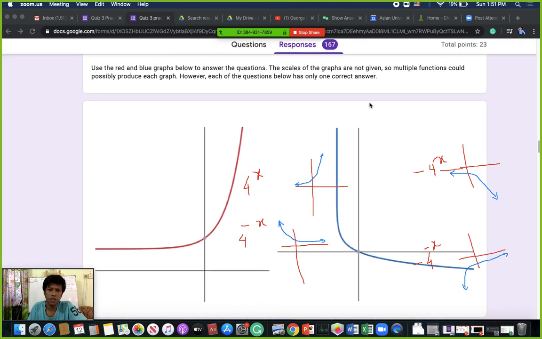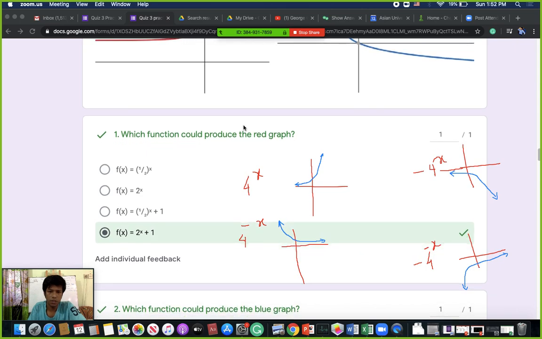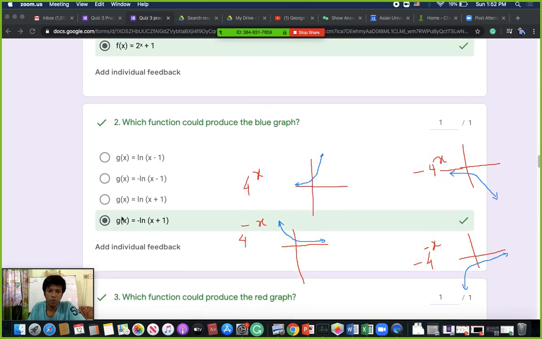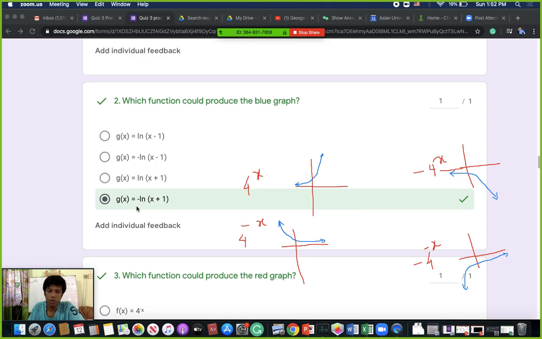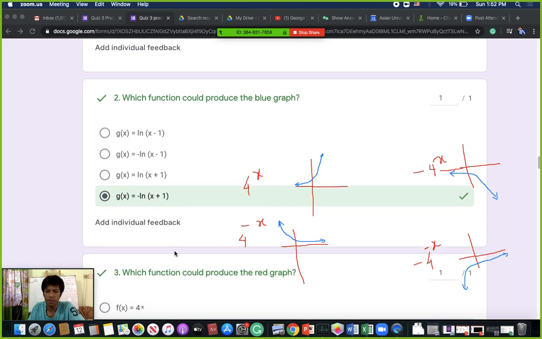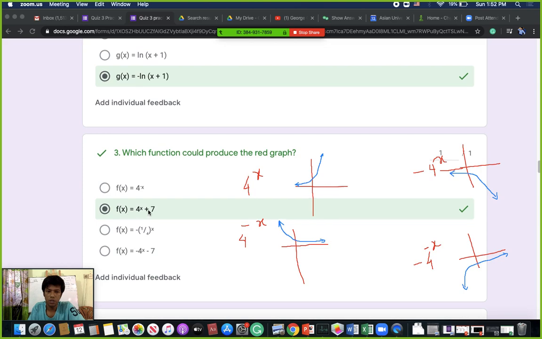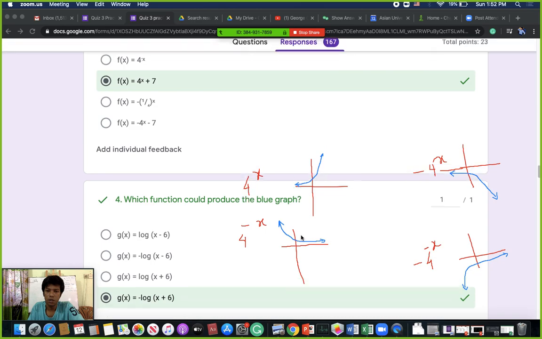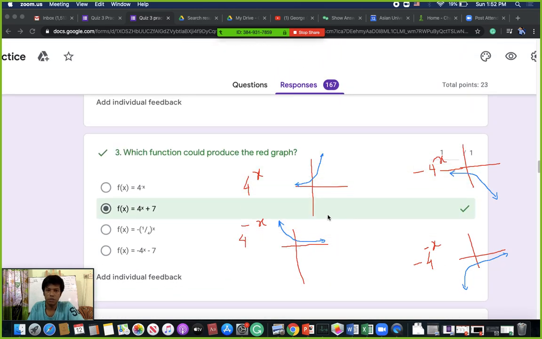So yep, that's the answer. So I think now you saw the answers. Red graph, maybe red graph is this one. Maybe blue graph is minus ln x plus 1, or maybe minus log x plus something. Then this is the correct answer. I think now you know the reason. The reason also. All right.